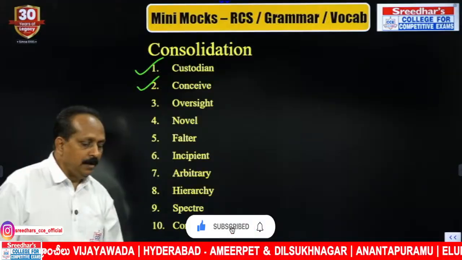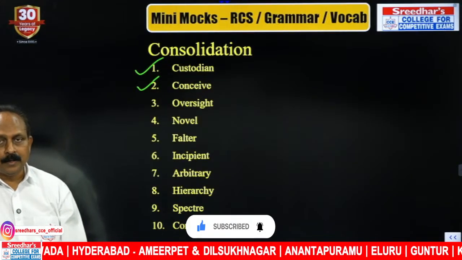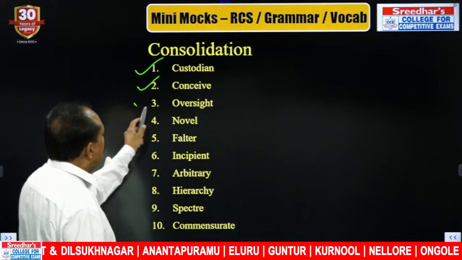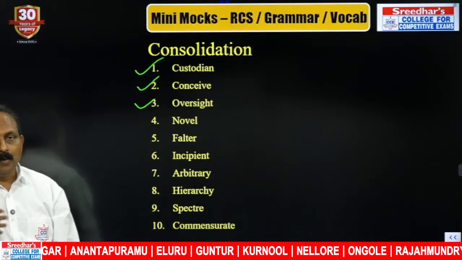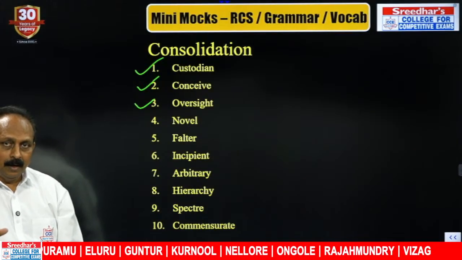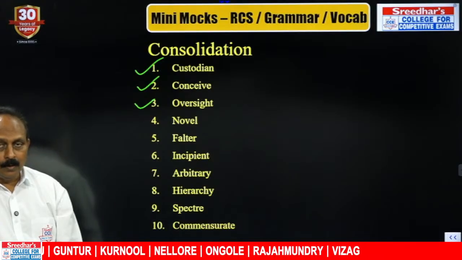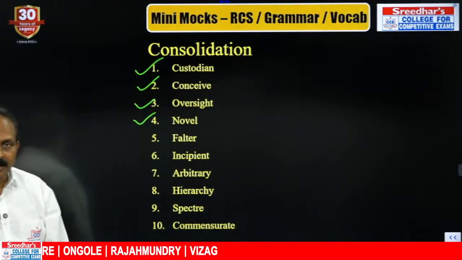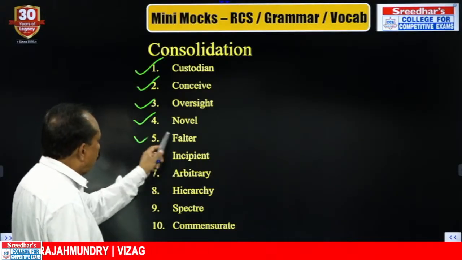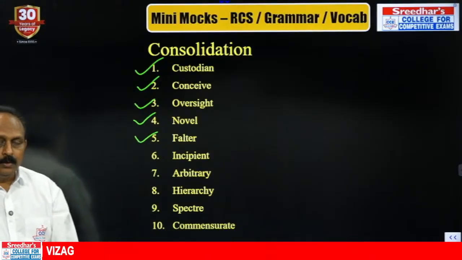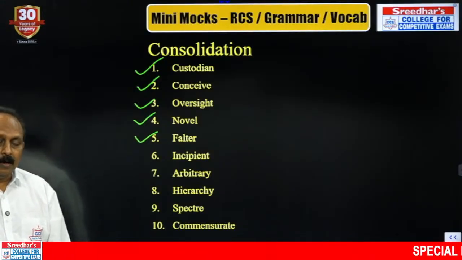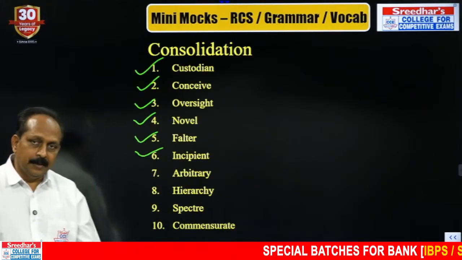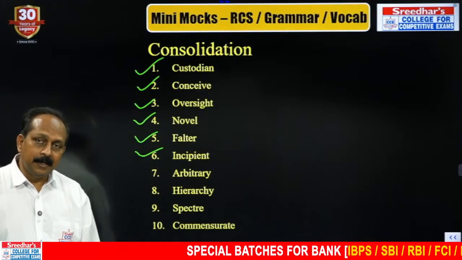Conceive has two different meanings. One, to think of, to come up with, visualize, and another meaning, to become pregnant. Oversight, positive and negative. One meaning, supervise. Another meaning, overlook, negligence, not looking at a particular thing. Novel means new, creative, innovative, a novel idea. Falter, to fail, to lose momentum. You can also think of words like stumble. Incipient means initial stage, growing stage. Incipient, one important word, nascent.